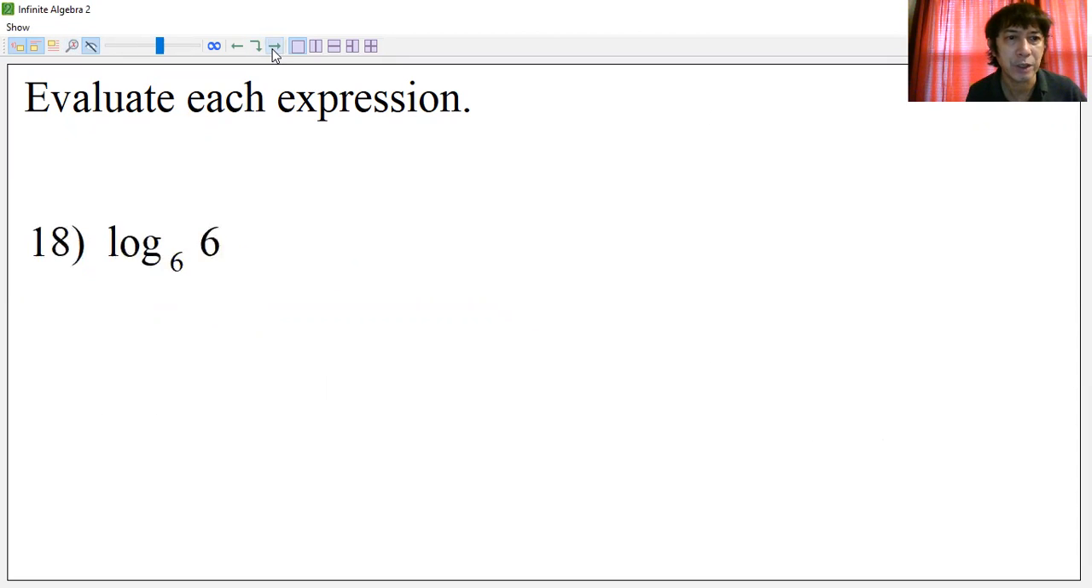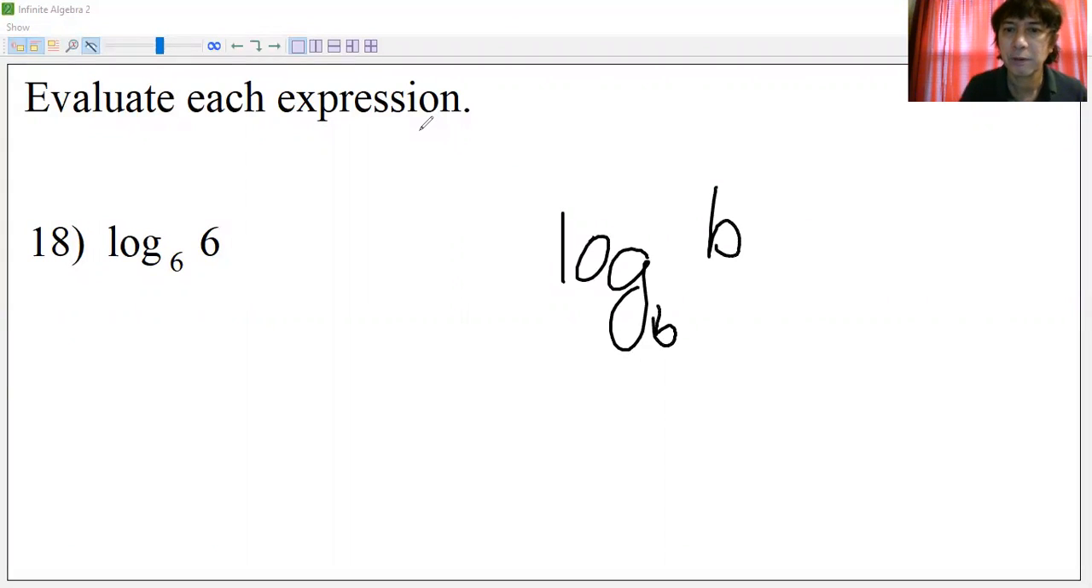Here is number 18. By the property we discussed a while ago, when you see the number in front of the logarithm equal to the base, the answer is 1. So without any solution, we know this is the same as the base. Therefore, the answer here is 1. By this property that we discussed a while ago, this must be equal to 1. You can see the red number 1. Don't forget this. This is very important and very practical.